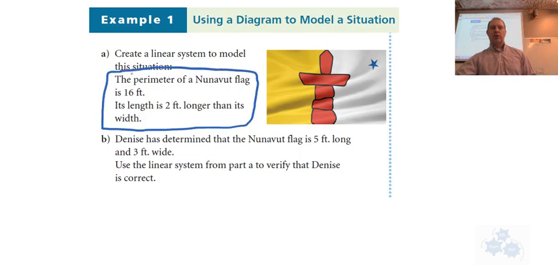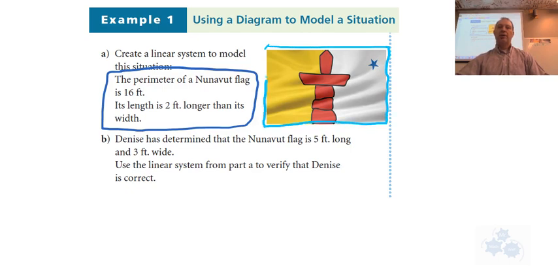Let's focus on this. The perimeter of a Nunavut flag is 16 feet. Now, perimeter, if you remember, is the distance all the way around. You go all the way around, and that length would be the perimeter. The second part of the question says its length is 2 feet longer than its width. So here is the length, and here is the width. You see that? So there's two major parts of this question. We need to come up with two equations, one for the first part, one for the second part.